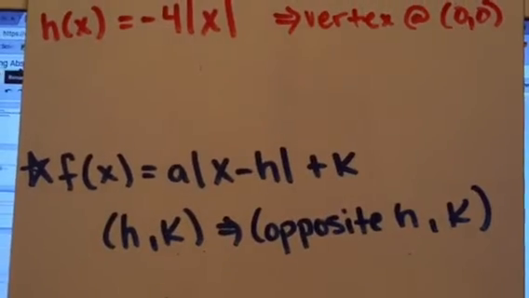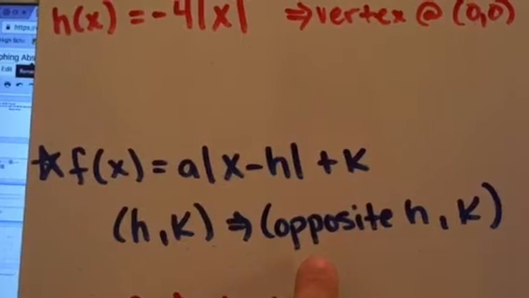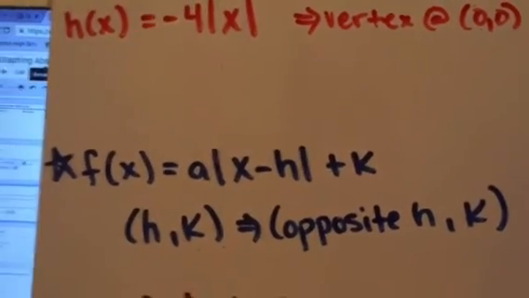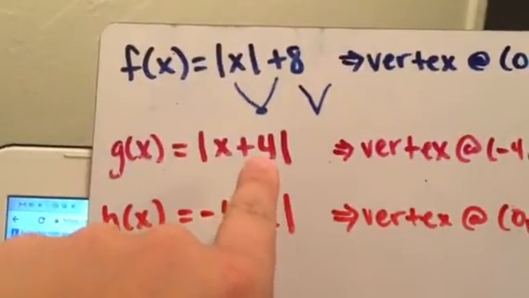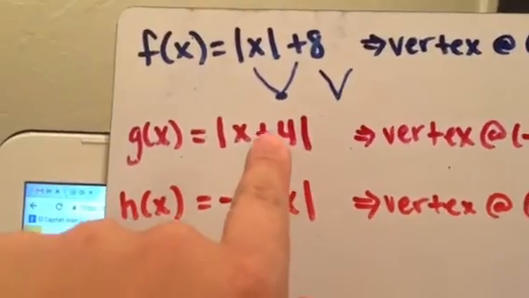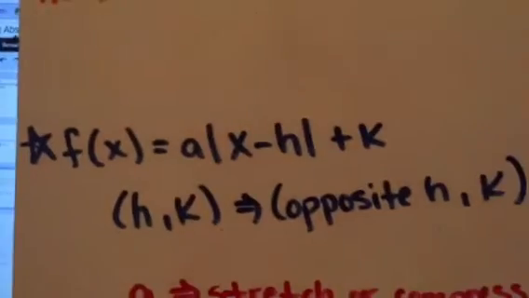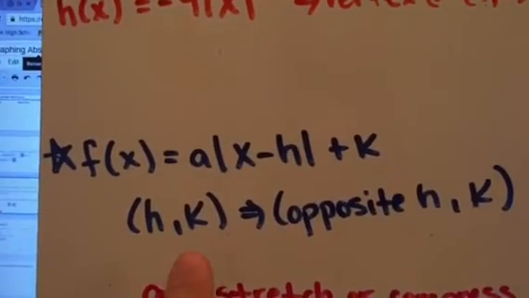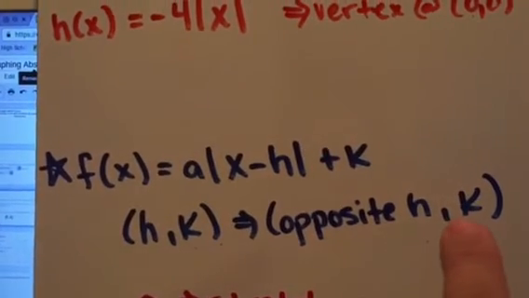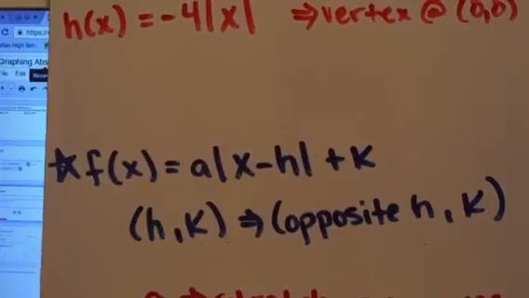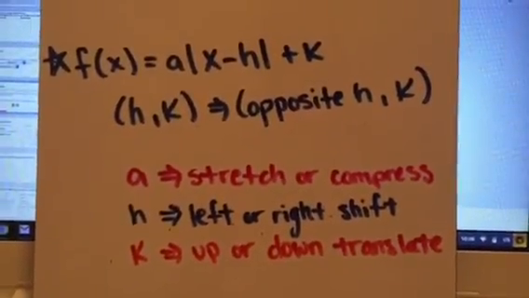I also showed you that in your notes, you can write it as the opposite h comma k. Because if you remember, up here I had a positive 4, x plus 4. However, in my vertex, it became negative 4. So that's why I wrote down here that your vertex is at h comma k, but this also tells you that you take the opposite value of h and then whatever k is on the outside. And I also wrote down what a, h, and k tell you for this formula.